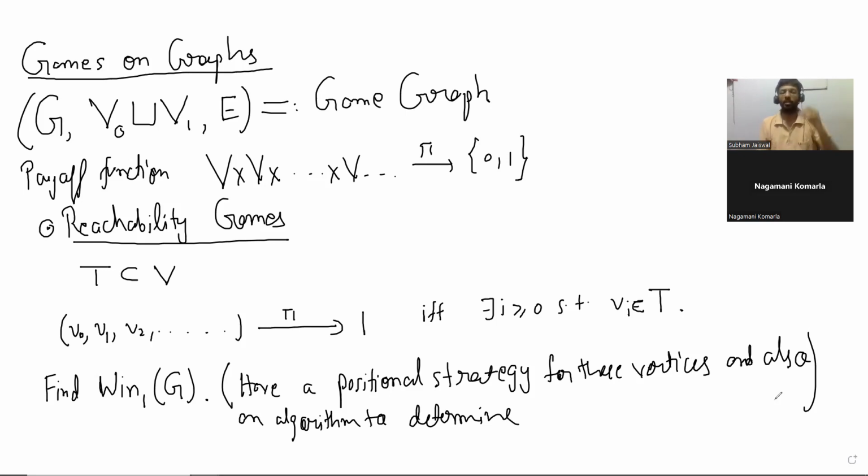So if you find that vertex V in Win1 at the ith stage in that iteration, then you know what he should do, right? That was covered already, so we don't need to go into that now.